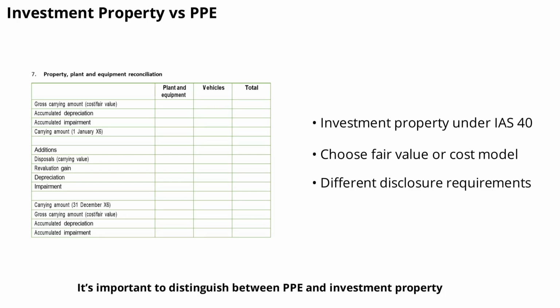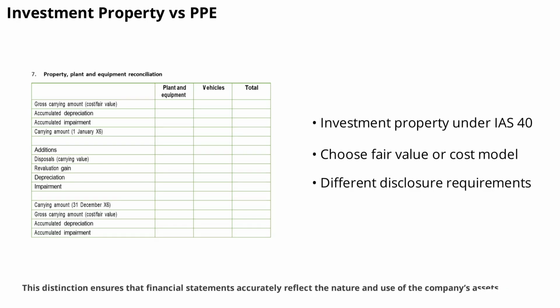It's important to distinguish between PPE and investment property, as the accounting and disclosure requirements differ. This distinction ensures that financial statements accurately reflect the nature and use of the company's assets.